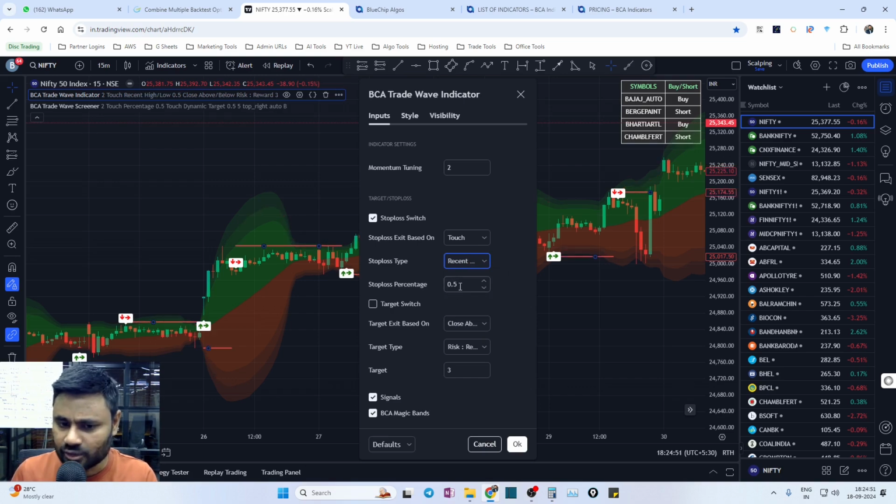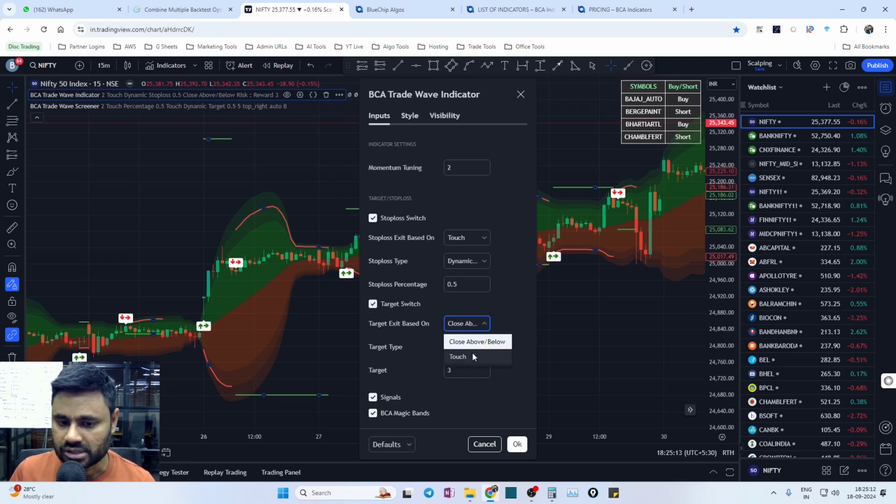Even for a recent high low also we don't consider. We will just show last 5 candles high low. And dynamic stop loss means we will figure out a way to show you what is the dynamic stop loss that moves with the market. Okay, we take a lot of factors into consideration, and as per the market we kind of take a stop loss high and low. Same we have in the target also, close above below.